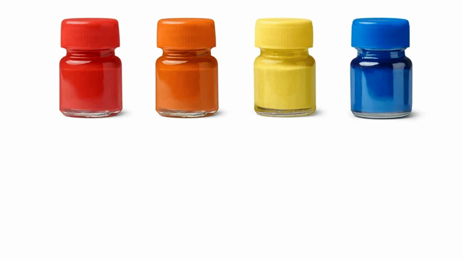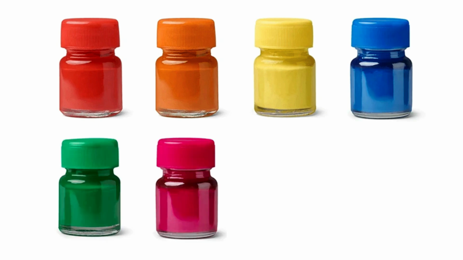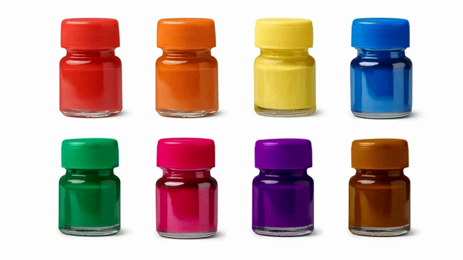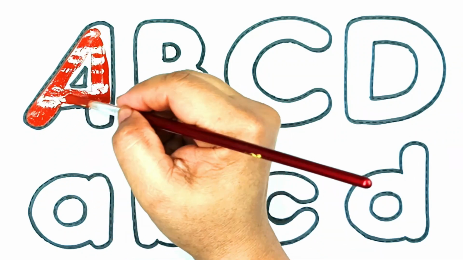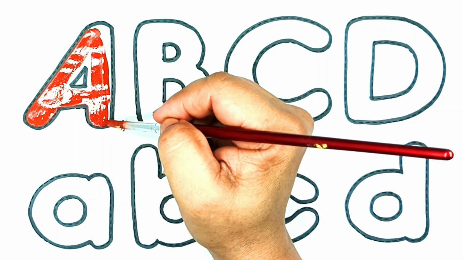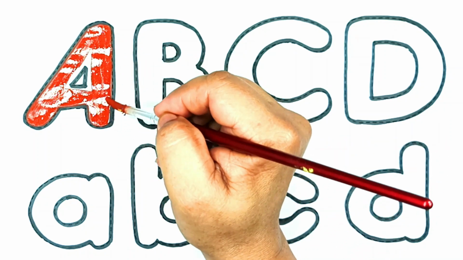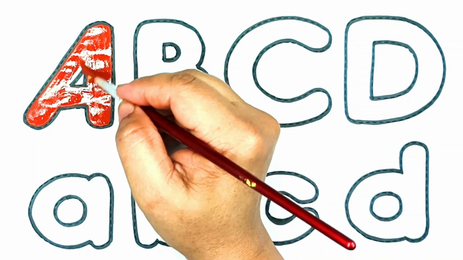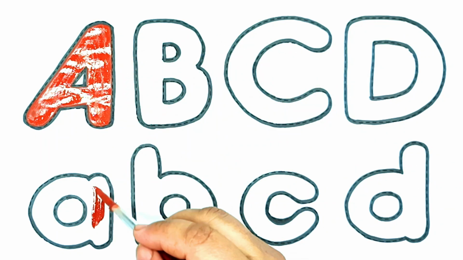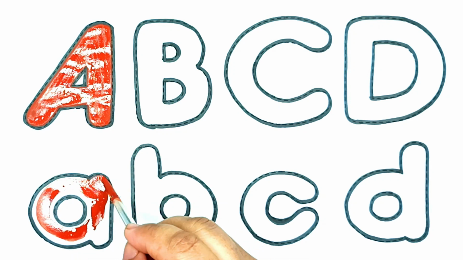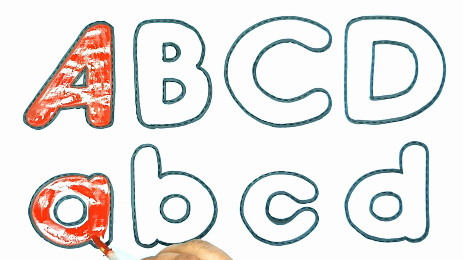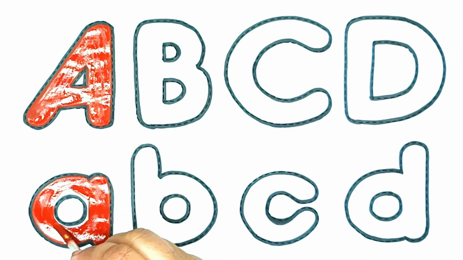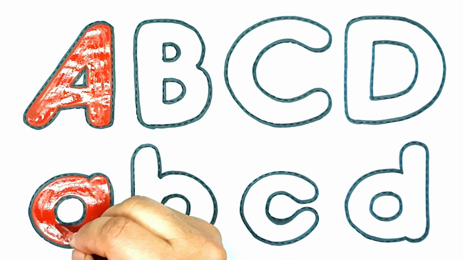Red color, orange color, yellow color, blue color, green color, pink color, purple color, brown color. A is for apple. A is for ant.